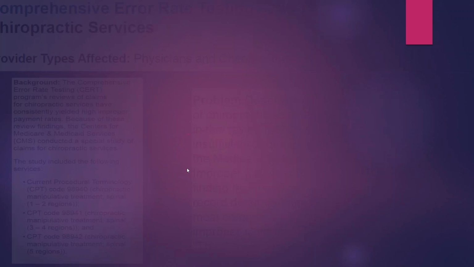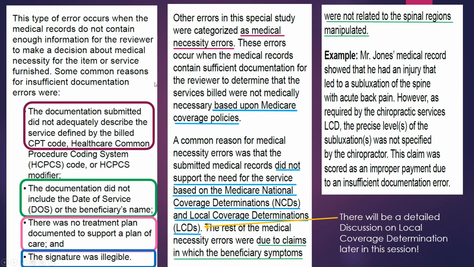Insufficient documentation. The rest of the audit basically said that some of the common errors were that the documentation submitted did not adequately describe the service defined by the CPT code. The documentation didn't include the date of service or the beneficiary's name, and this is particularly problematic with doctors who submit travel cards or paper documentation that gets either cut off when it's sent to Medicare, or the information is just not present on those travel cards or on the paper documents. There was no treatment plan documented to support a plan of care. The signature was illegible.